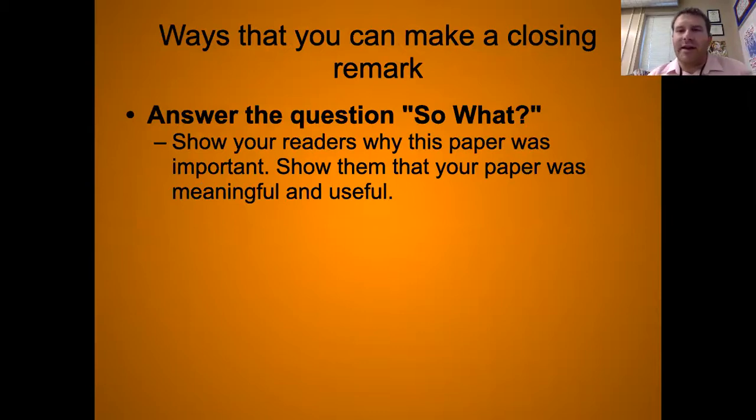Just imagine you have somebody reading your essay alongside you, and you get to your conclusion. They're like, so what? What does it even matter? So what? Well, show the readers why this paper was important. Show them that your paper was meaningful and useful to them.